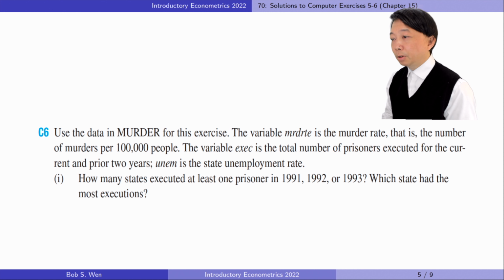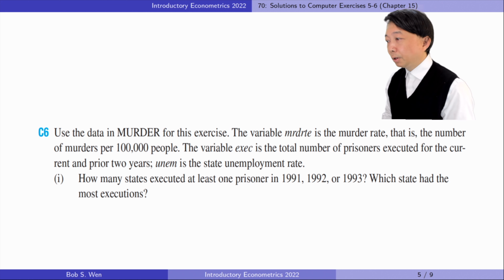Let's find answers to computer exercise 6. The variable murder rate is the murder rate, that is, the number of murders per 100,000 people. The variable exec is the total number of prisoners executed for the current and prior 2 years. Unem is the state unemployment rate.